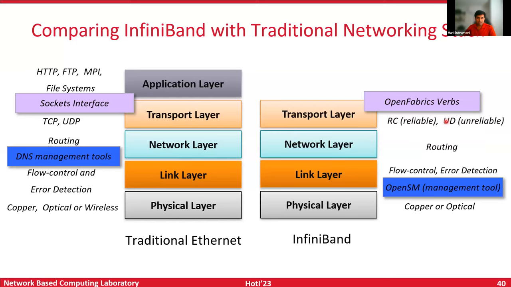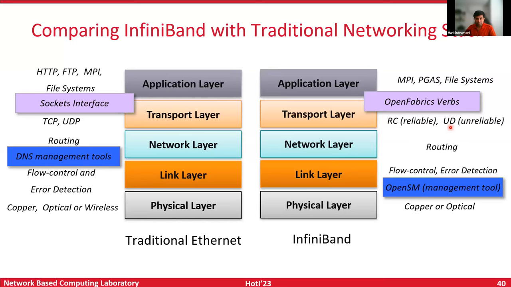This is where the main differences begin to appear. The transport layer for the Ethernet side is what is called TCP/IP or UDP: connection-oriented and reliable, connection-less and unreliable. Similarly, you have RC, which is reliable connected, and UD, which is unreliable datagram, which are, in a very simplistic way, corollaries of TCP/IP and UDP on the Ethernet side.